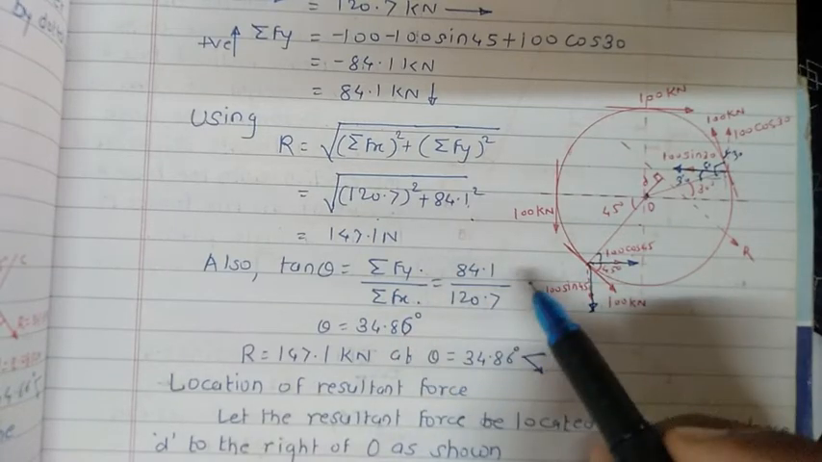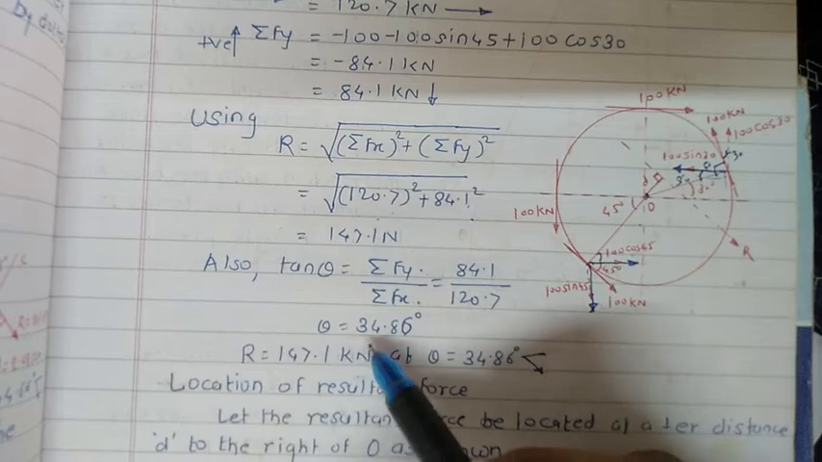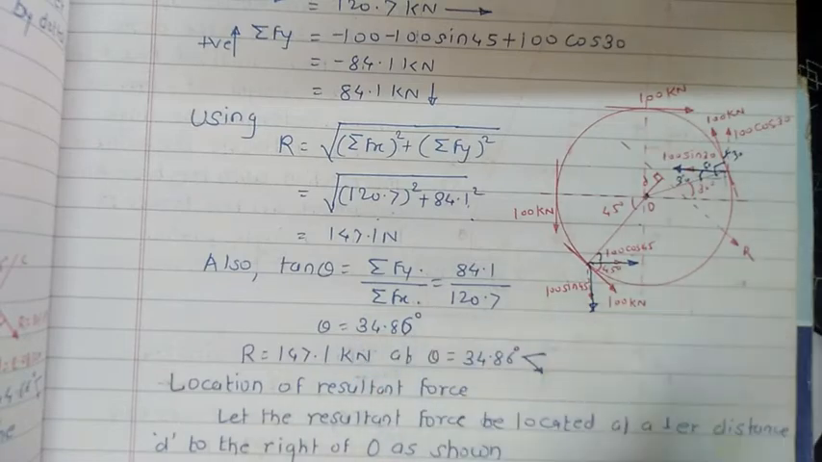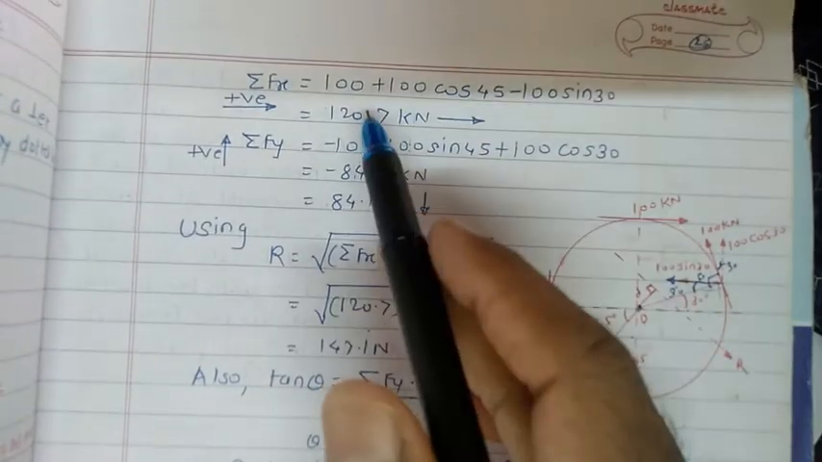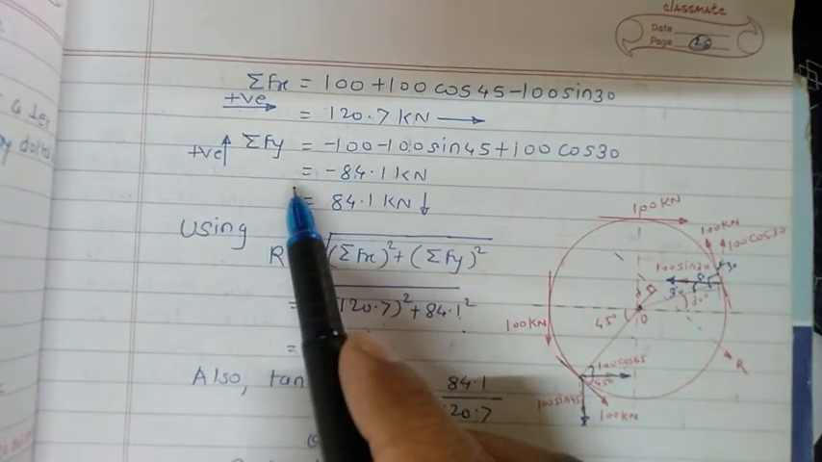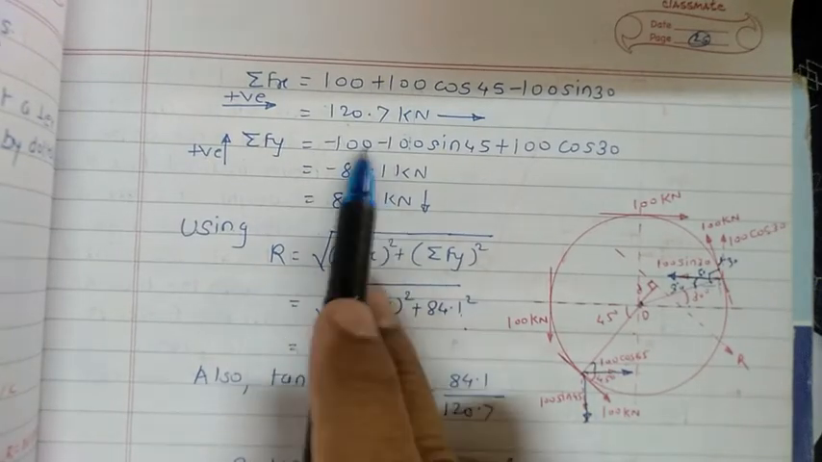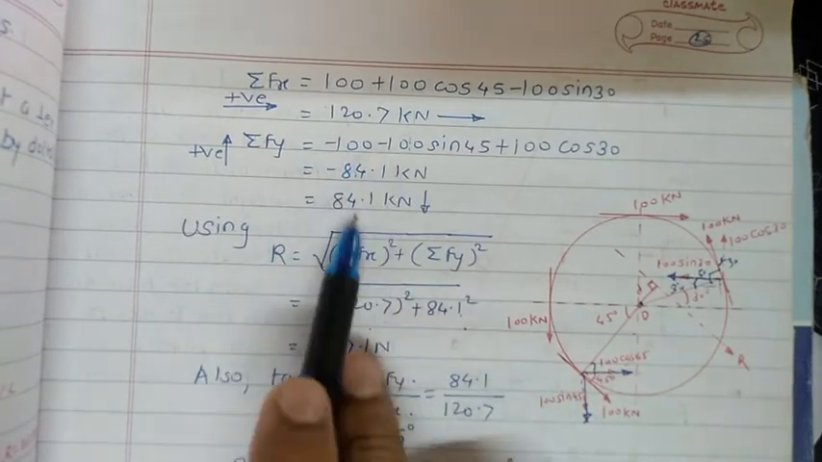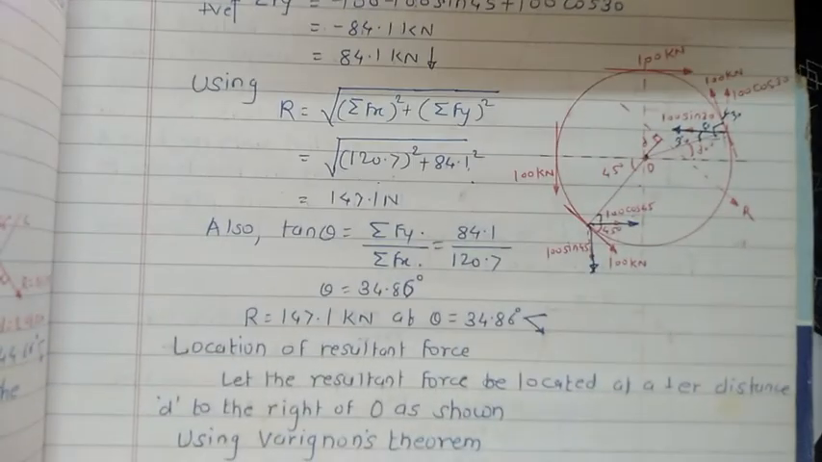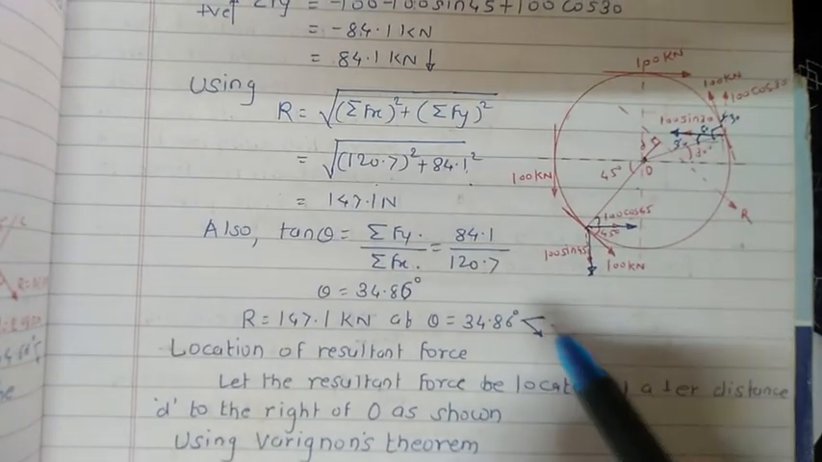So after doing calculations, we can get the value for theta equals 34.86. Now, depending upon the sign of summation of Fx and summation of Fy, we can decide the quadrant for this R. Depending upon this one positive and this one negative, R lies in which quadrant? This must lie in the fourth quadrant.